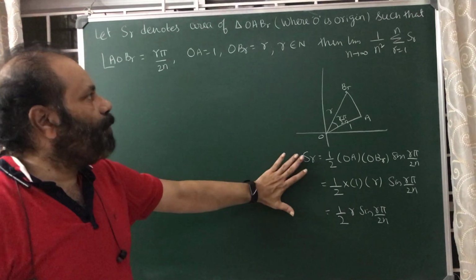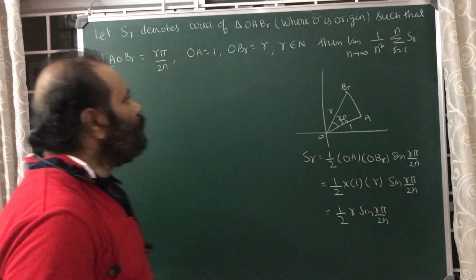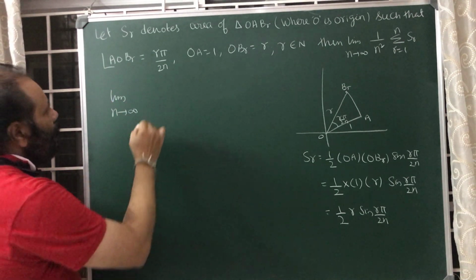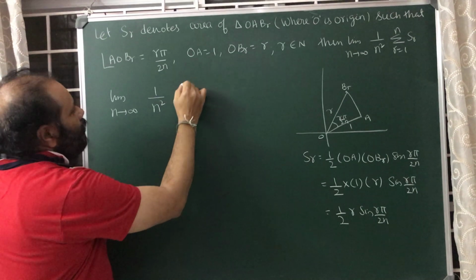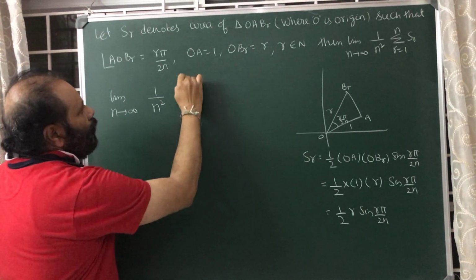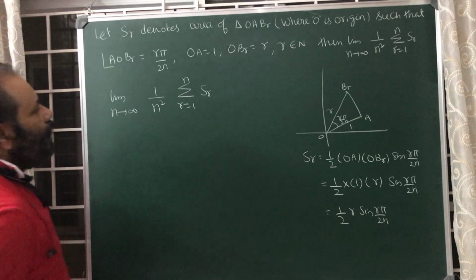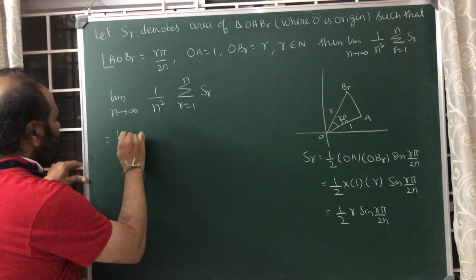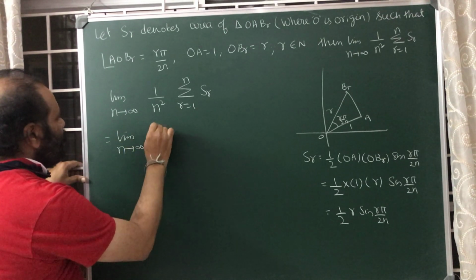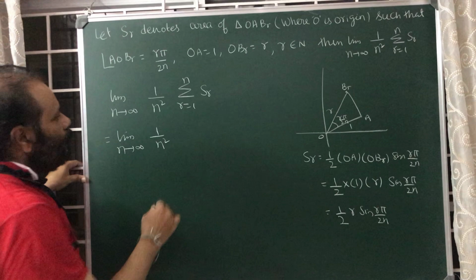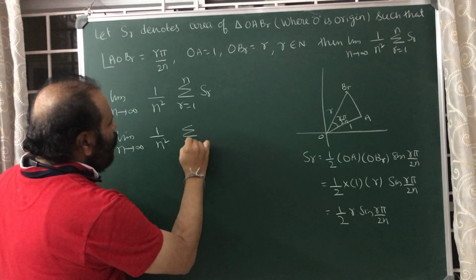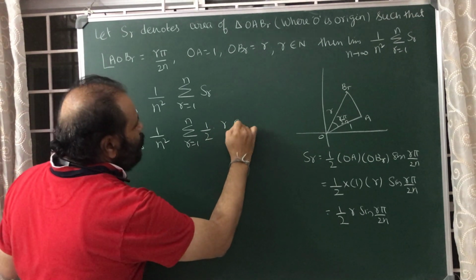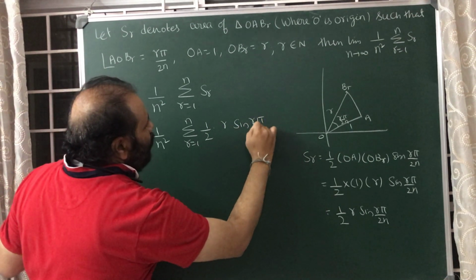This is the area of one particular triangle, let us say S_R. Now the question is: limit as n tends to infinity of 1 by n squared, sigma r equals 1 to n of S_R. So this is nothing but limit n tends to infinity 1 by n squared into sigma r equals 1 to n, where S_R is nothing but 1 by 2 into r into sine of r pi by 2n.